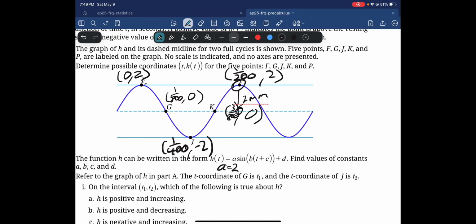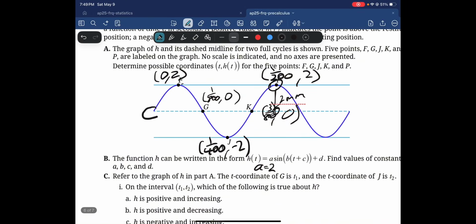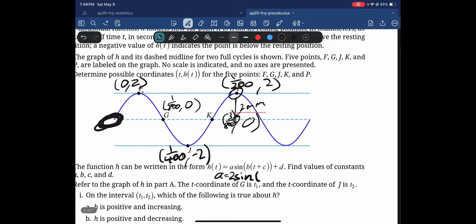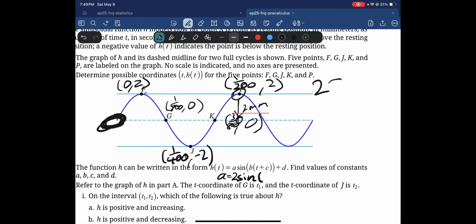And so, since it's a sine graph, let's assume we're starting here. Okay, so A equals 2, sine, and B is your horizontal dilation, right? And we know that the base period is 2 pi for sine of x, your period will be 2 pi. But our period has now become 1 over 200, right?